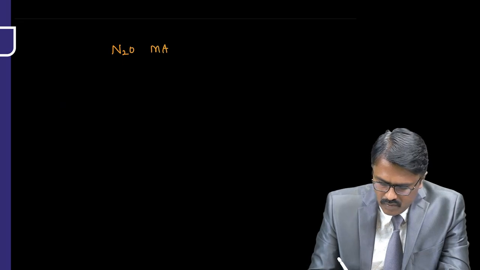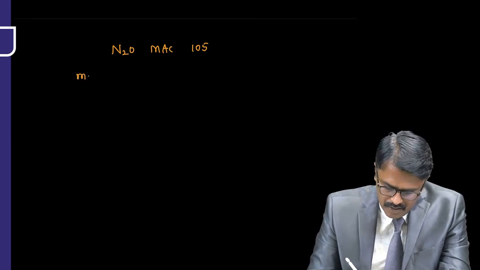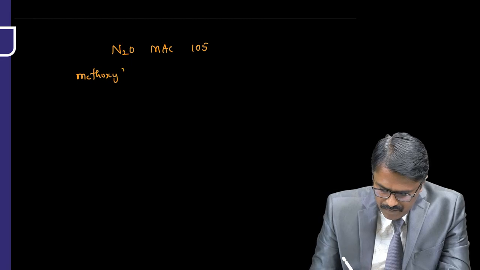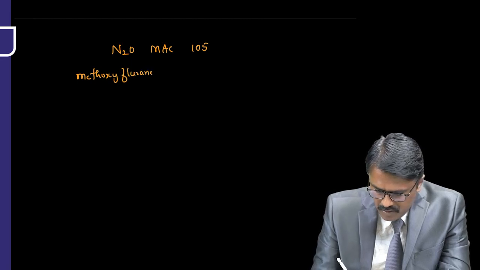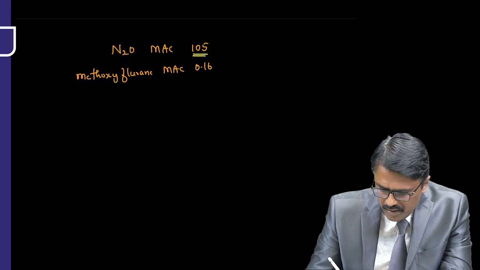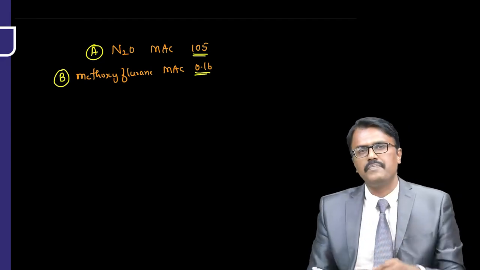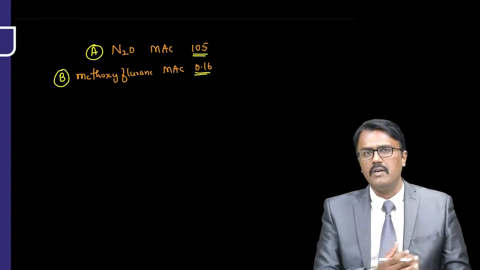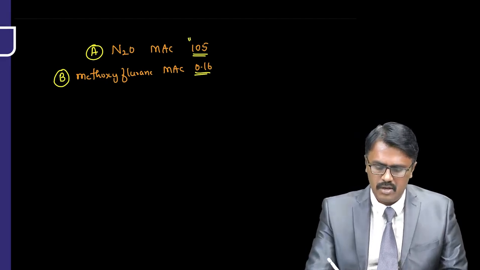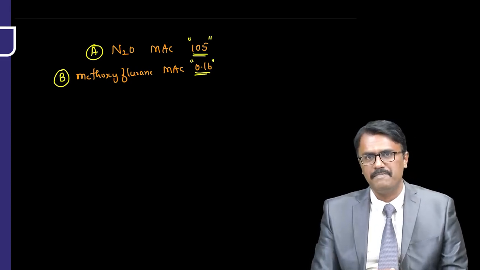So let us take an example. Nitrous oxide has a MAC value of 105. And one more drug I will tell you, the name is methoxyflurane. Methoxyflurane, the MAC value is 0.16. Now you pause the video and tell me among A and B, which is more potent? The MAC value for nitrous oxide is 105%. Methoxyflurane is 0.16. Now tell me who is more potent.